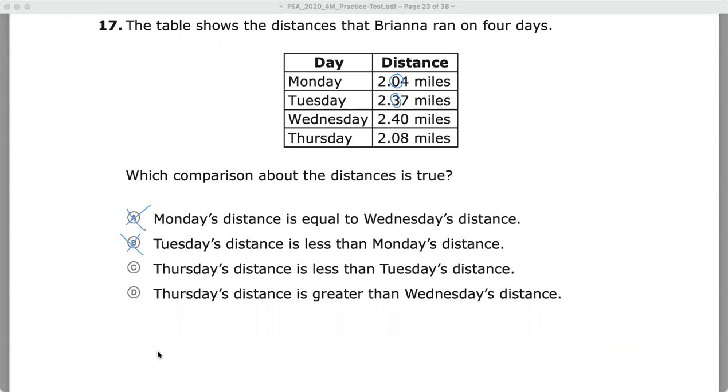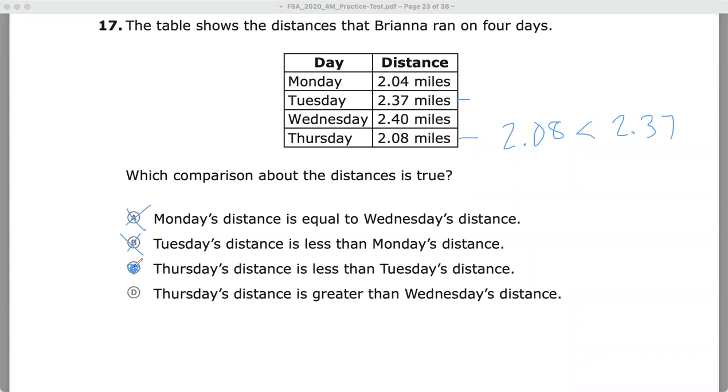C says Thursday's distance is less than Tuesday's distance. So Thursday is 2.08. Write it over here, 2.08. And Tuesday is 2.37. So is Thursday less than? Yes, it is. So C is the correct answer.